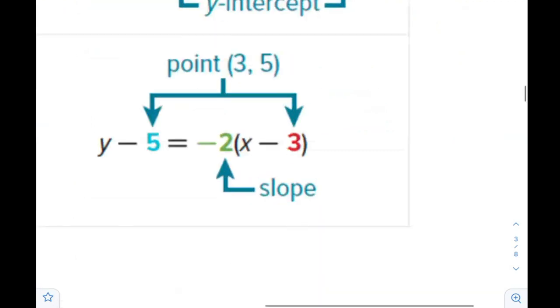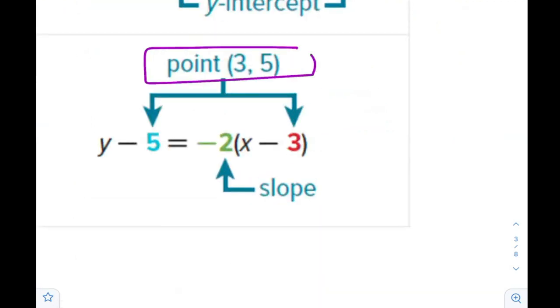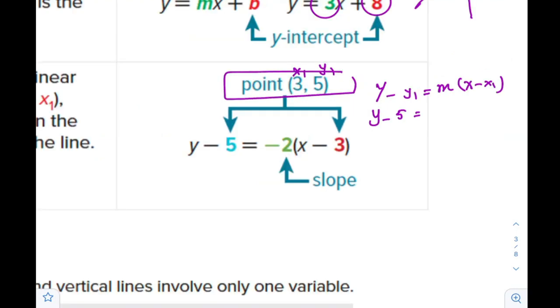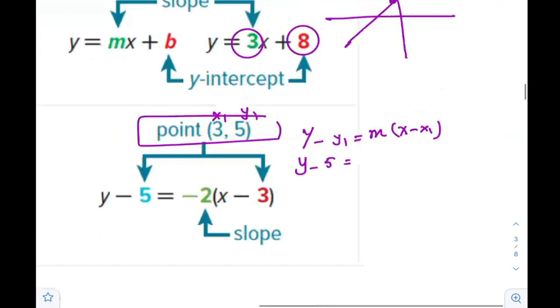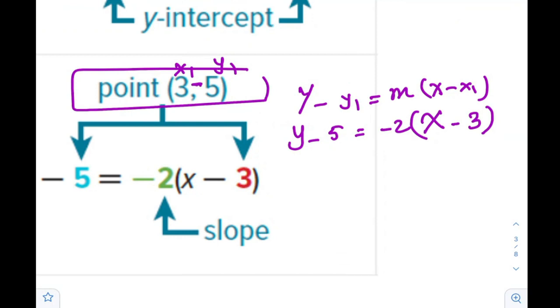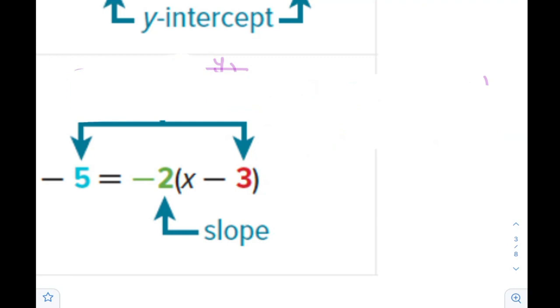For example, if you want to write the point-slope form, y minus y1 equals slope times x minus x1. So this will be (x1, y1). So it will be y minus 5 is equal to the slope, in our case, let's say, -2, times x minus x1, which is 3. If this point was negative, you have to take that into consideration. This will be minus minus, which is plus. So it shouldn't always look negative. It depends on the point that the line is passing through.